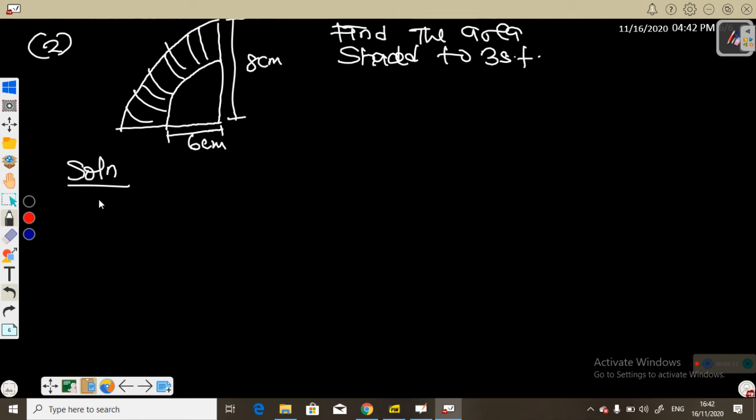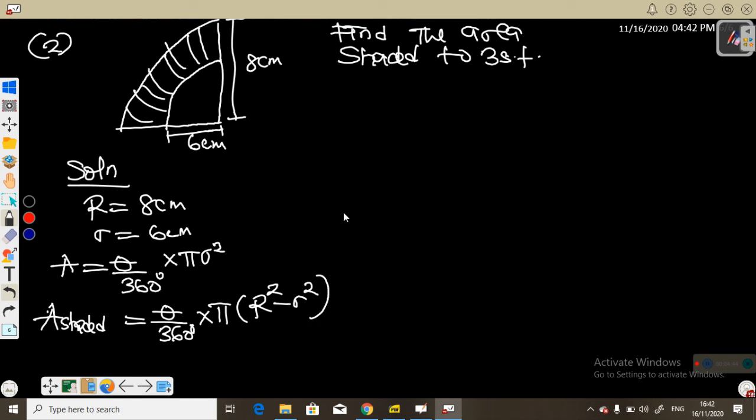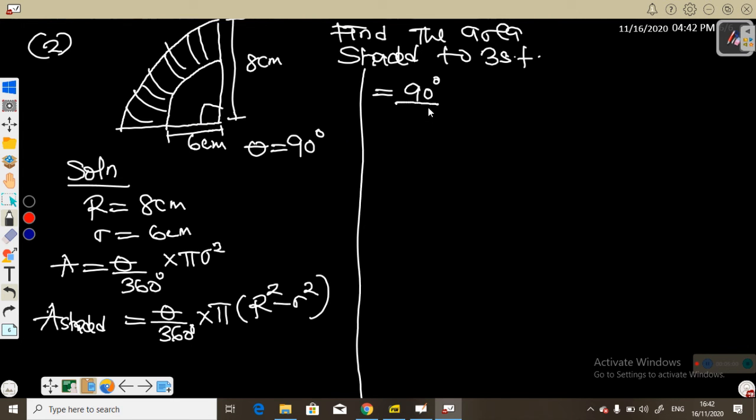Solution. We have the bigger radius R to be 8 centimeter and the smaller radius r to be 6 centimeter. Remember that the area of a sector is theta over 360 degrees times pi r squared. Now that we have two of them, the area of the shaded region is theta over 360 times pi times capital R squared minus r squared. That is the bigger region minus the smaller region. The angle theta is 90 degrees.